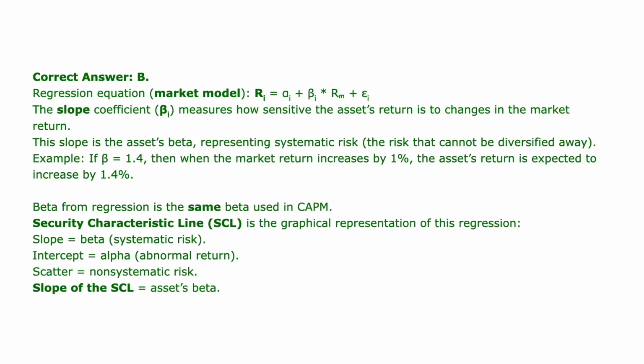Market model regression. Asset return equals asset alpha plus asset beta multiplied by market return plus asset error term. The slope coefficient, asset beta, measures sensitivity to market returns, systematic risk.